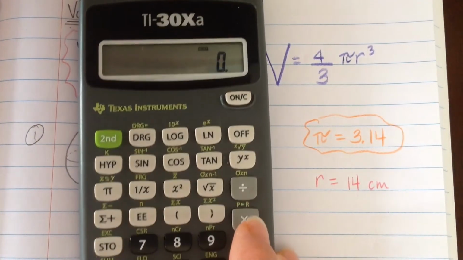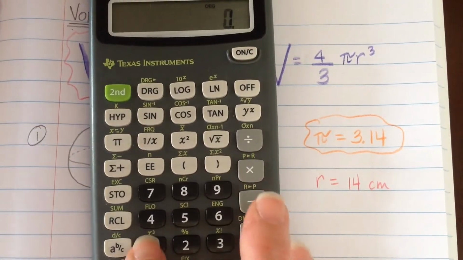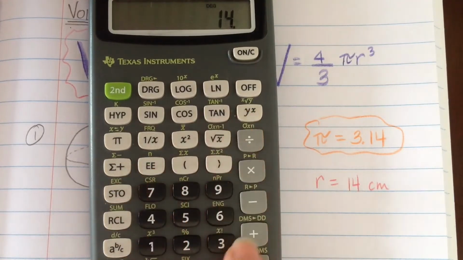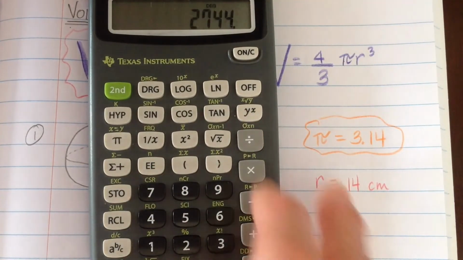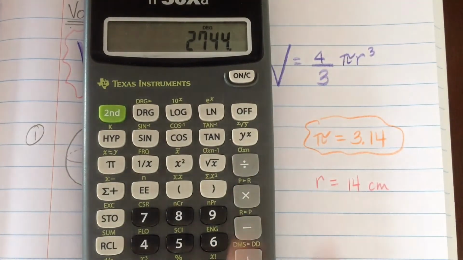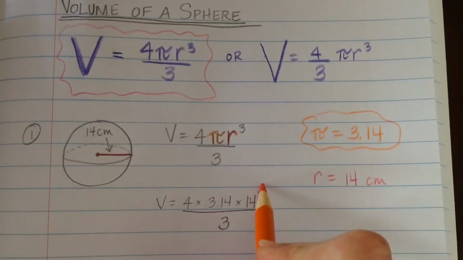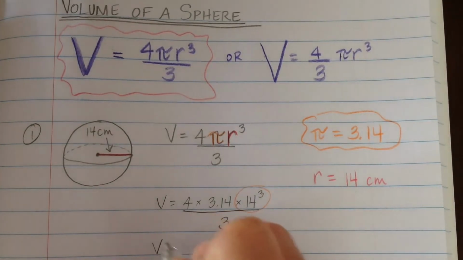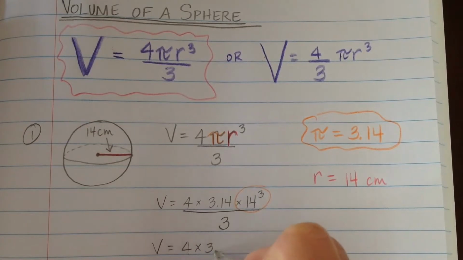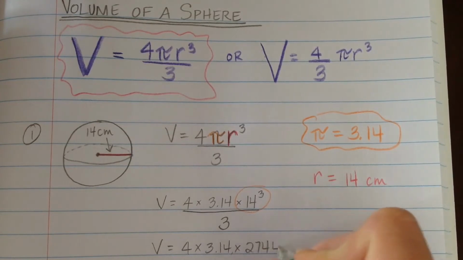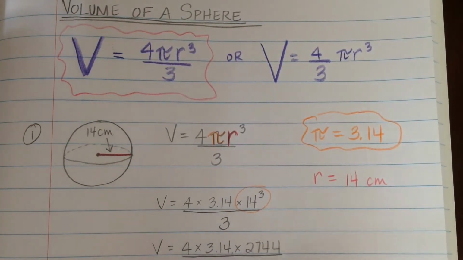Let me show you in the calculator. I'm going to punch in 14, and then use this button right here, and then do a 3, equals. 2,744. That is just my value of 14 cubed. So that's the first thing I do. Volume is equal to 4 times 3.14 times 2,744 divided by 3. The first thing I did was just that exponent.